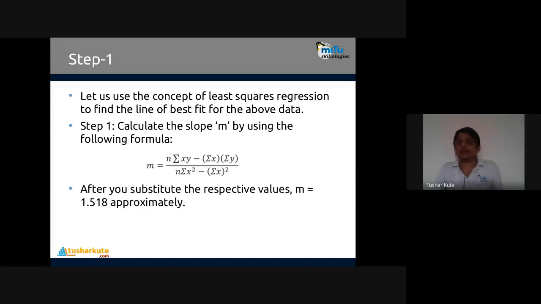Okay, so the data set that I have shown in the previous slide, using that particular data set, we will be calculating the value of m, the value of slope over here. That's what we got: 1.518. Correct. Now let's continue.